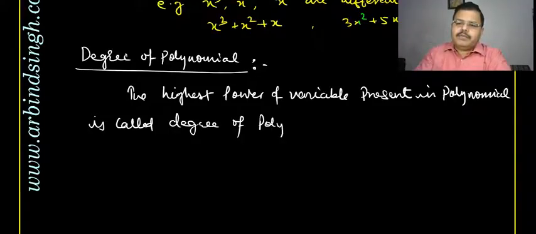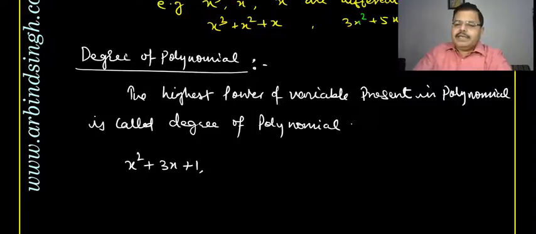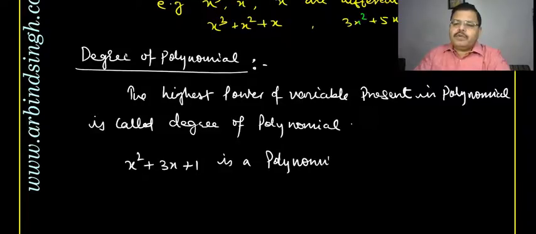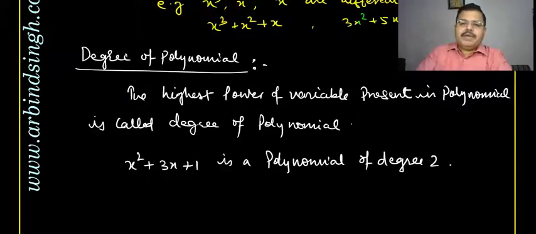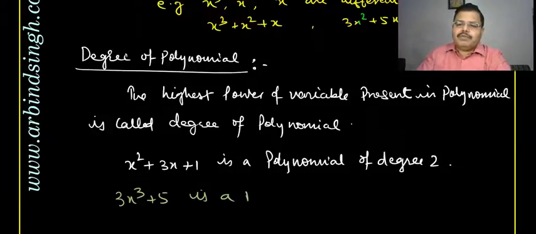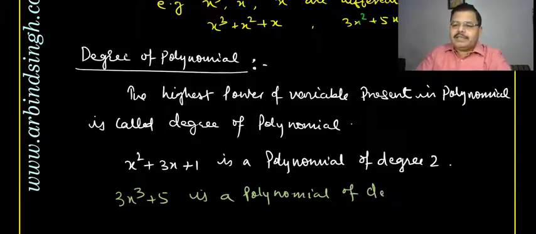For example, if I write x square plus 3x plus 1, it is a polynomial of degree 2, because the highest power is 2 here. If I write 3x cube plus 5, it is a polynomial of degree 3. So here the highest power is 3.